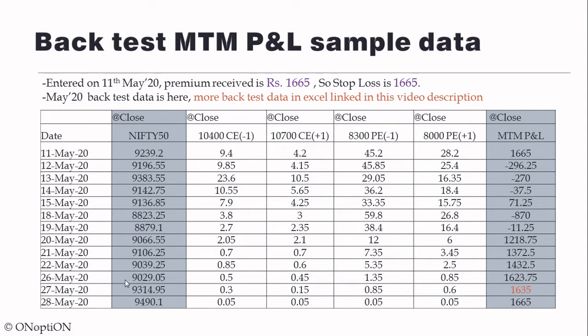So this is the May 2020 backtesting data. You can see the Nifty data. I have listed it down here. I used all the close prices of it and all the strike data is given here, and I calculated the MTM profit and loss data. So 1,665 is your premium received at the time of entry, and if you exit 1 day before the expiry date, you would be able to get 1,635 rupees. I will show you a graph representation.